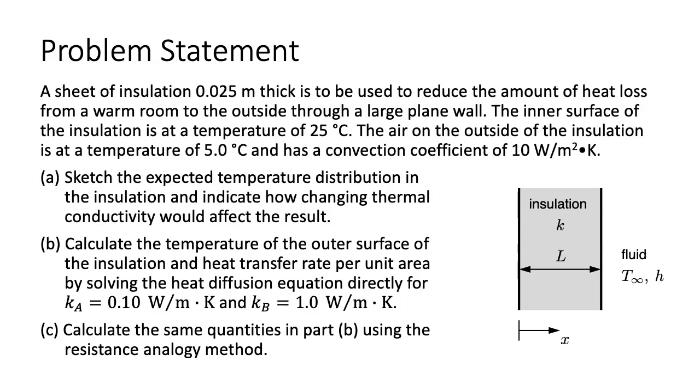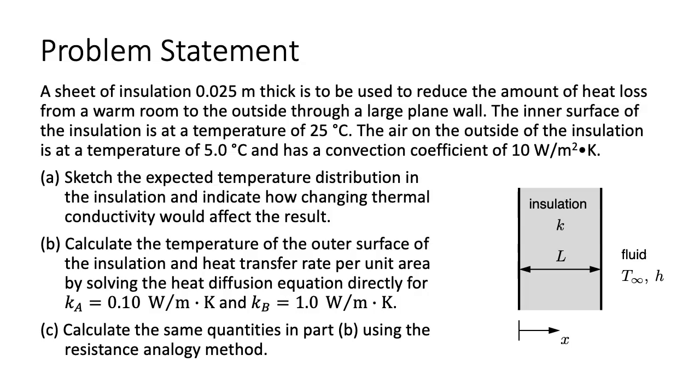The inner surface of the insulation is at a temperature of 25 degrees Celsius. The air on the outside of the insulation is at a temperature of 5 degrees Celsius and has a convection coefficient of 10 watts per meter squared Kelvin, which is typical for natural convection.